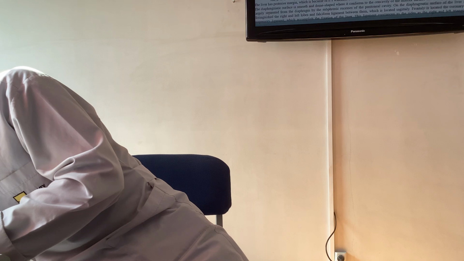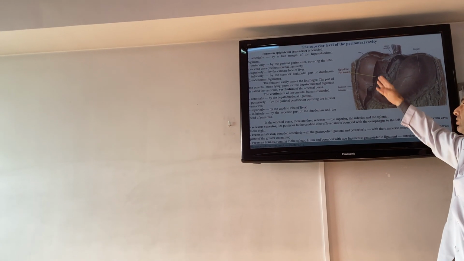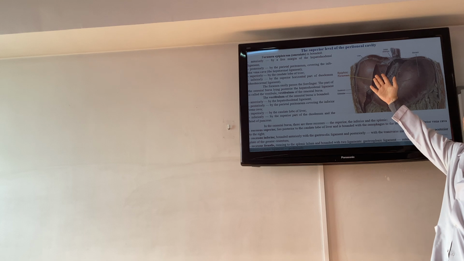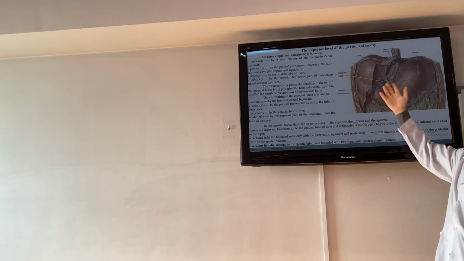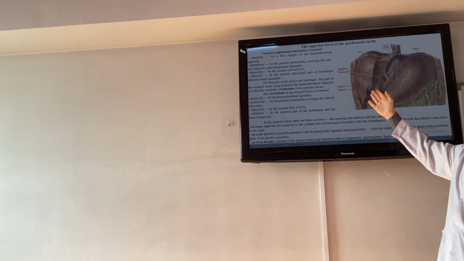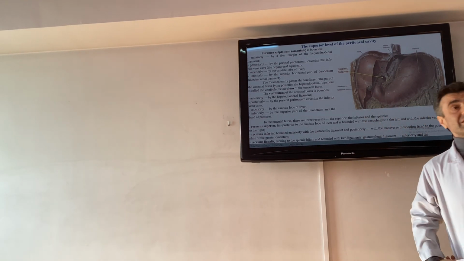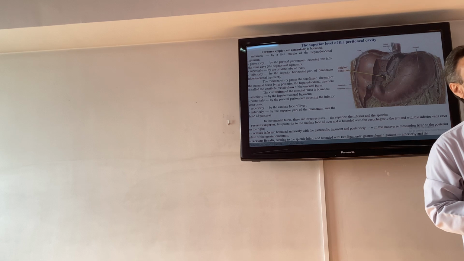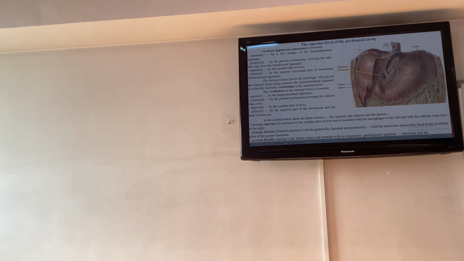Now, which nutritional ligaments do we have and where are they located? To answer this question, guys, I will show you this picture. Here you can see huge ligamentous structures which make a connection from one side to the hilum of the liver, and from the other side to two structural units, the stomach and the duodenum. These structures are called the lesser omentum. This lesser omentum has two ligamentous parts.